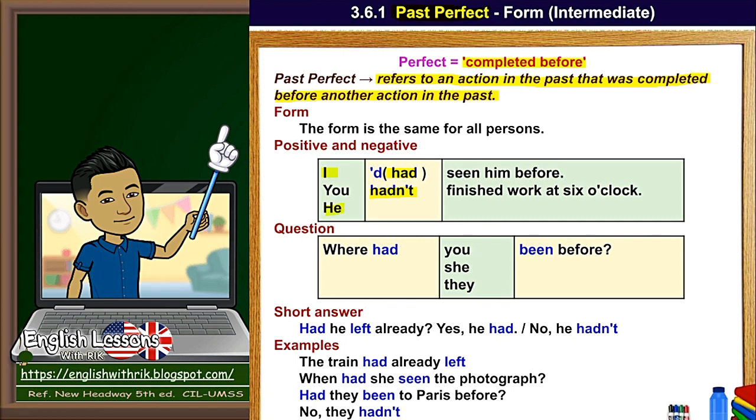Question. Where had you been before? Short answer. Had he left already? Yes, he had. Or, No, he hadn't. Here are some more examples. The train had already left. When had she seen the photograph? Had they been to Paris before? No, they hadn't.